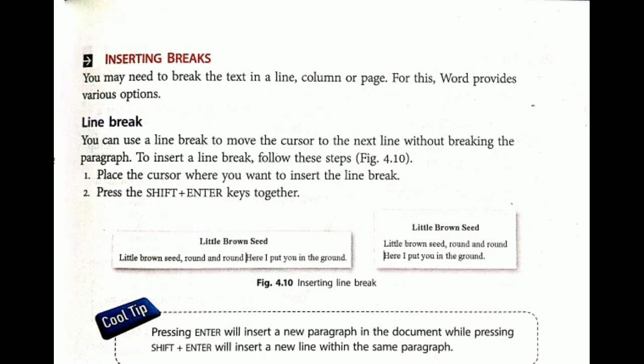Because I want the text, here I put you in the ground, to appear in the next line. So I am first placing the cursor after the word round, and then I am pressing shift plus enter key at the same time. And now look at the next figure. See, here I put you in the ground, that particular text has been displayed over the next line. This is how you insert a line break in Microsoft Word.